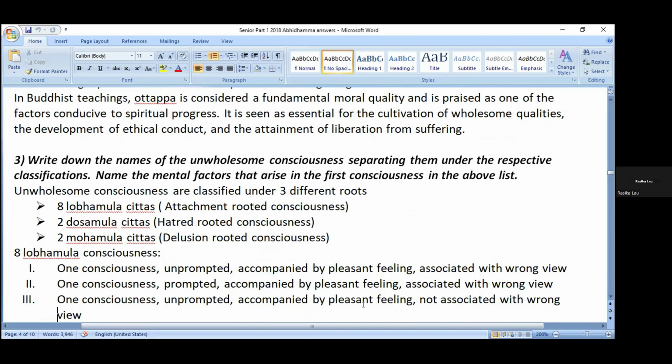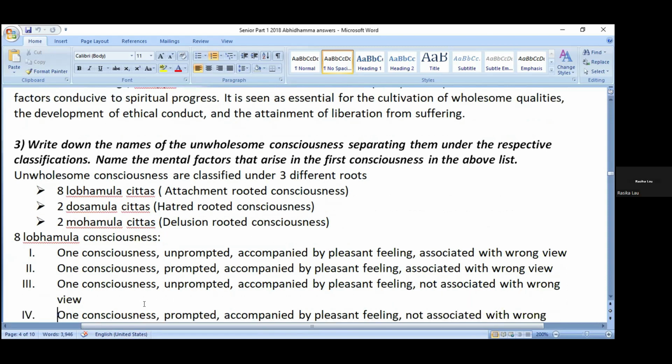You see, present feeling now is not associated with wrong view. Not associated, meaning associated with right view. So this one follows the same pattern: unprompted, then prompted. So this is present feeling not associated with wrong view. Okay, this is for one group.